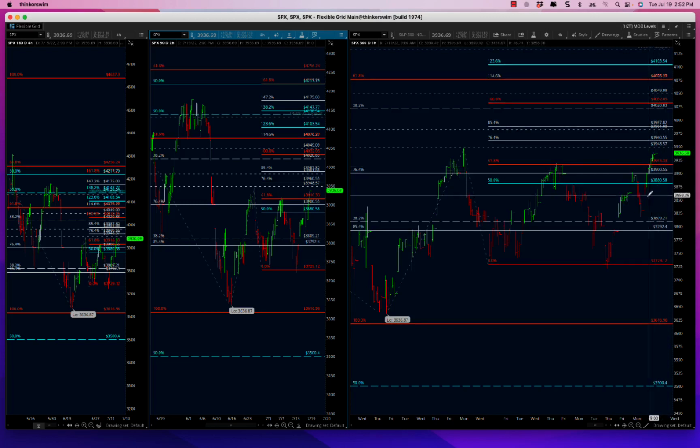All right? So if you've done the work in advance, when you show up to your desk, you basically have what I call the cheat sheet. If price does this, that is what I expect. If it does that, that's what I expect. Anything else is noise.